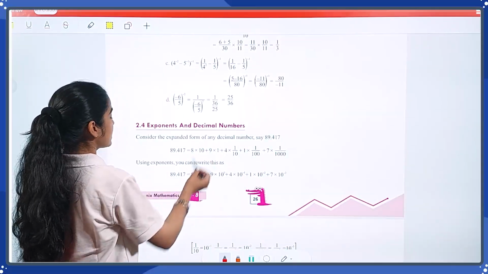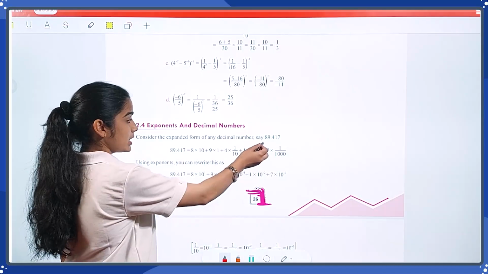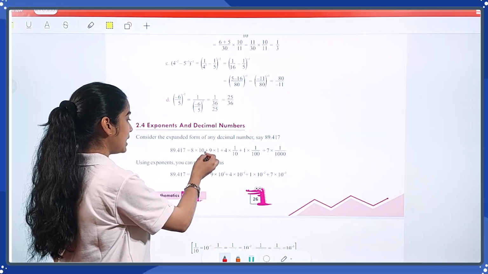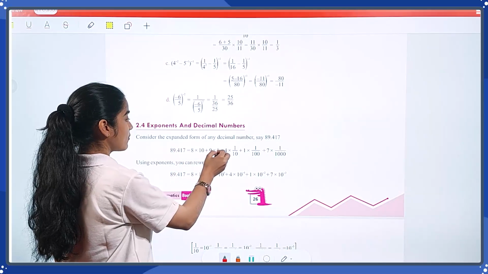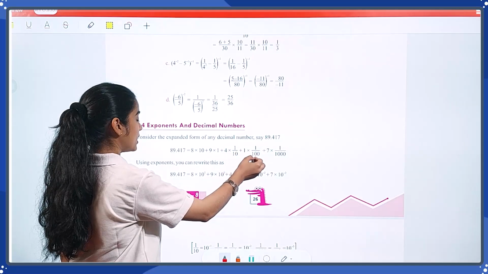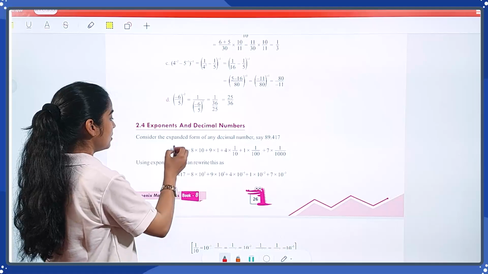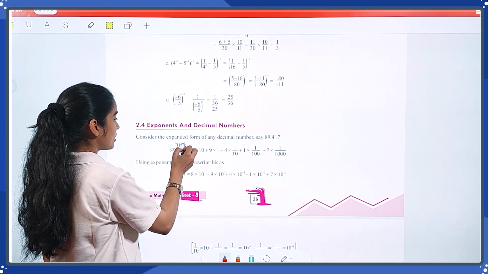Now exponents and decimal numbers. Consider the exponent form of any decimal number, say 89.417. So how can you expand it? 8 multiplied by 10, 9 multiplied by 1, because this is the ones place, this is the tens place. Then after the decimal point, 4 multiplied by 1 by 10, plus 1 multiplied by 1 by 100, plus 7 multiplied by 1 by 1000, because after the decimal point we have tenths, hundredths and thousandths. Okay.